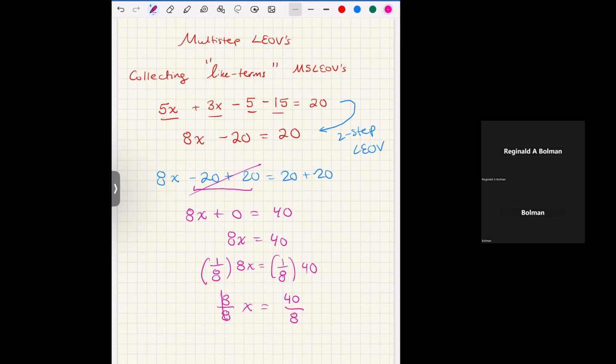8 divided by 8 is just 1, so you'll have 1 times x, and 40 divided by 8 is 5. 1 times x is just x, so now you have found that x is equal to 5.